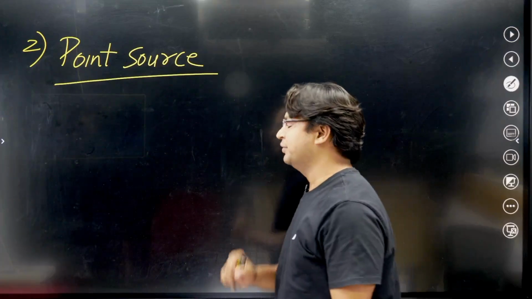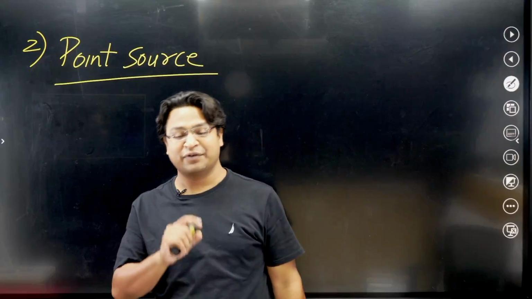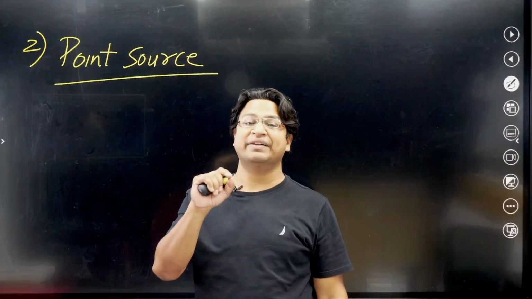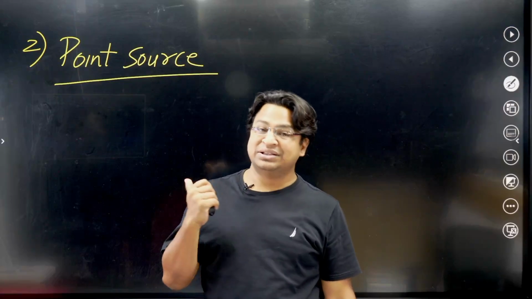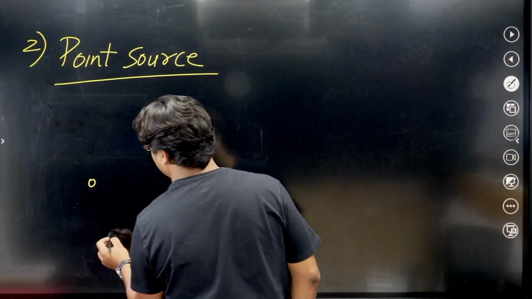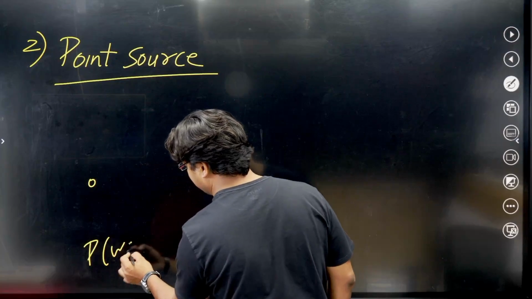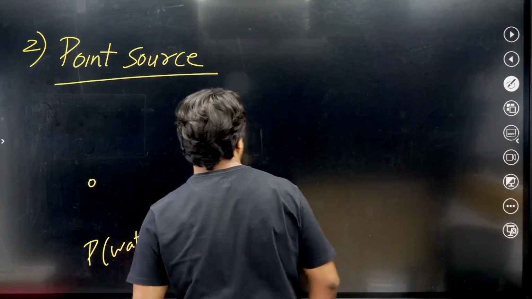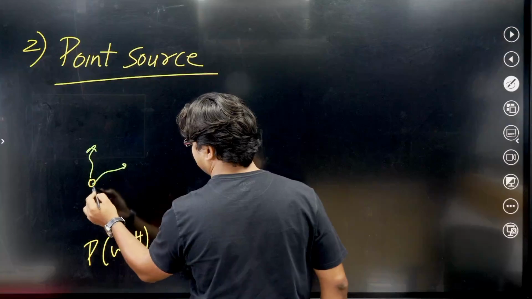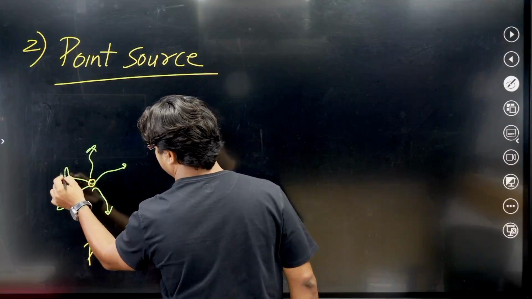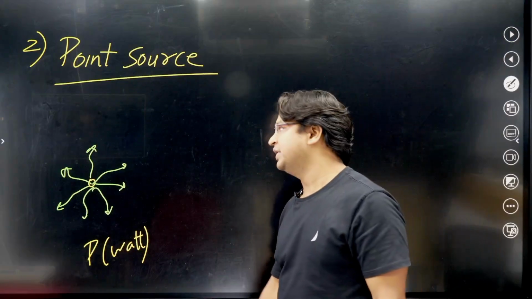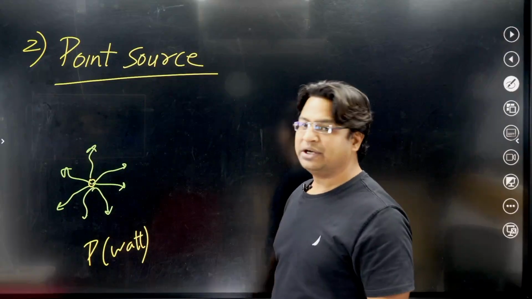Now, one very important point of difference from the parallel beam case is that in the case of a parallel beam, you are given the intensity of the beam. In this case, you will be given the power of the source. Okay, so if this is a source, its power will be given to you. It is radiating energy in all directions, and then we would be asked to find out various kinds of things. We'll look into that.